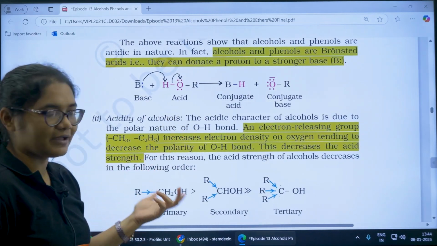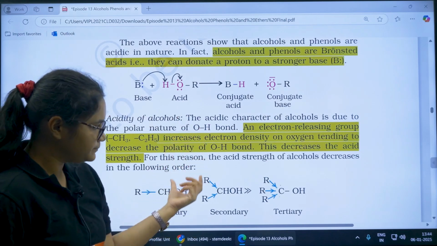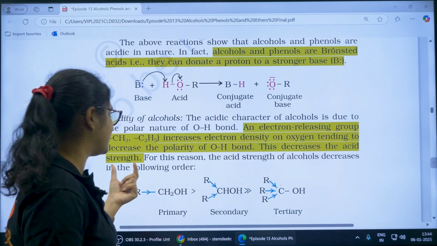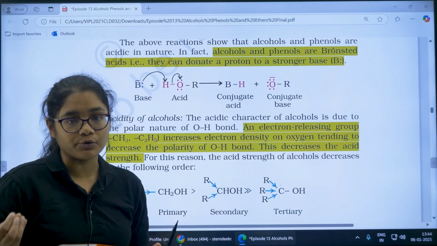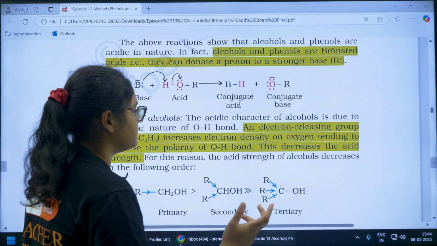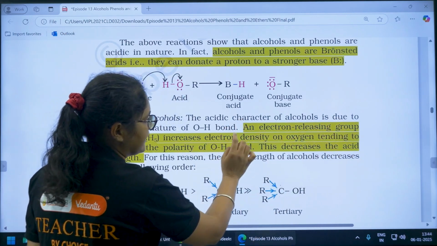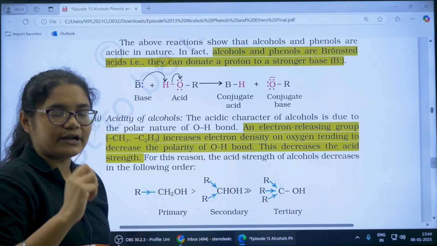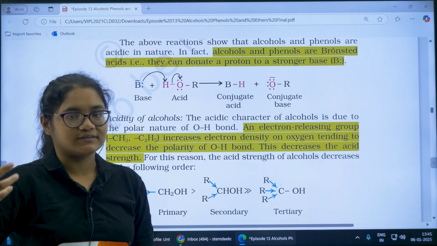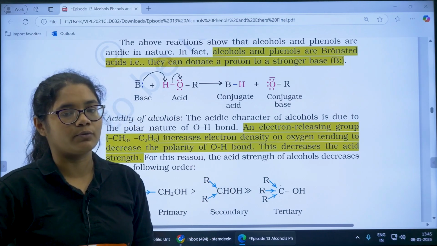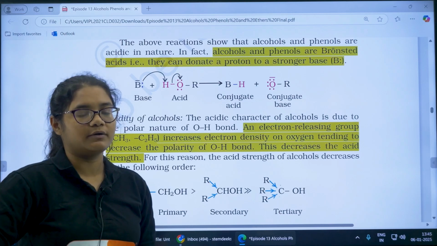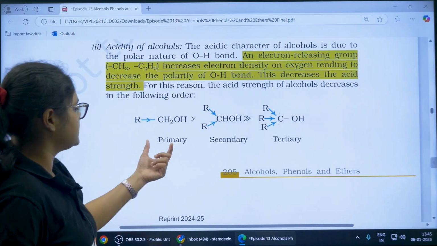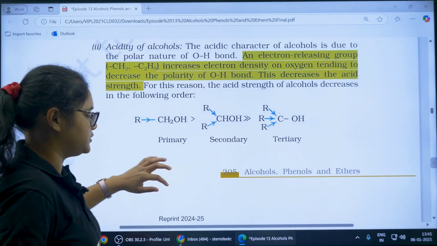Now, regarding acidity of alcohols, electron releasing groups will decrease it. So here the question is: why does an electron releasing group decrease the acidic strength? The answer is that an electron releasing group increases the electron density on the oxygen, tending to decrease the polarity of the OH bond. Electron releasing group increases the density on oxygen and hence decreases the polarity of the OH bond. That is why an electron releasing group decreases the acidity. Okay, this can be a very potential question. That is why primary is more acidic, then secondary, then tertiary.